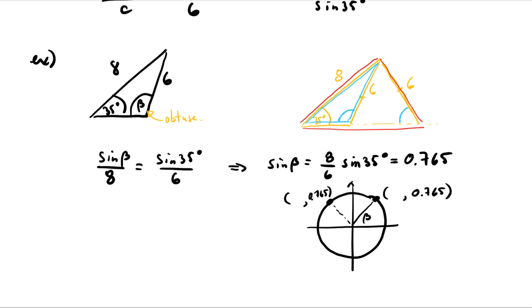So how do we get that angle? Well, beta is going to be the arcsine, which is this value here. If we calculate the arcsine, we're going to get 49.9 degrees. That's this angle here, but that's not the beta we want. The beta we want is here. This is the beta we want. So what we need to do is take 180 degrees and subtract the arcsine.